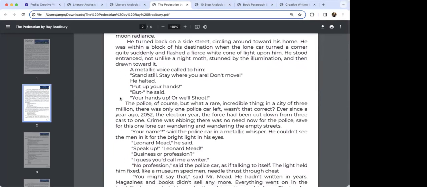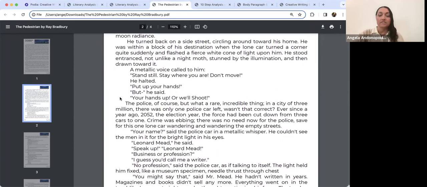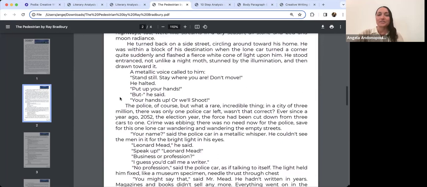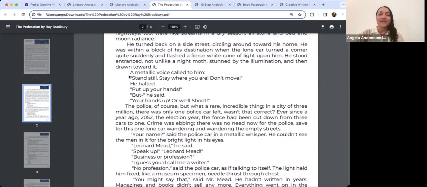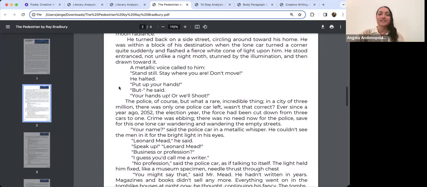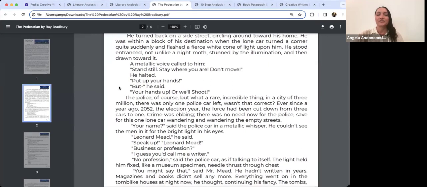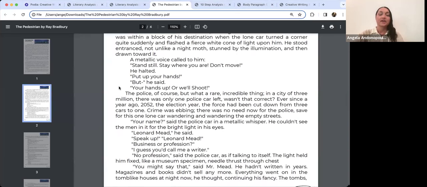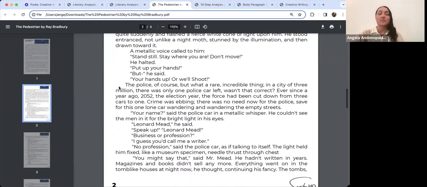He turned back on a side street, circling around toward his home. He was within a block of his destination when the lone car turned a corner quite suddenly and flashed a fierce white cone of light upon him. He stood, entranced, not unlike a night moth, stunned by the illumination and then drawn toward it.